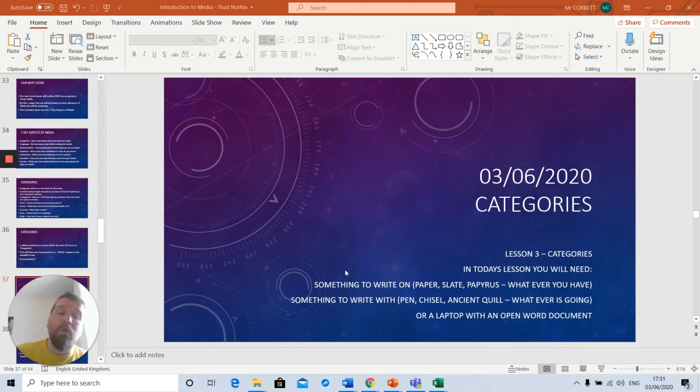What we're going to do today is we're going to be starting to look at the 7 key aspects of media. Specifically, we're going to look at what is called categories. So this is the start of us learning how to break down media and how to analyze it.